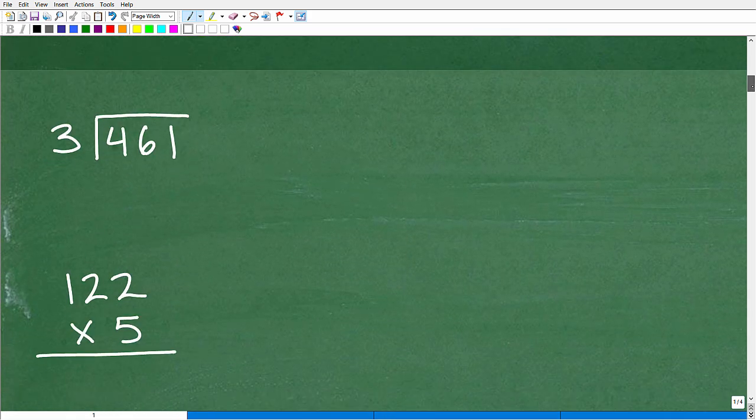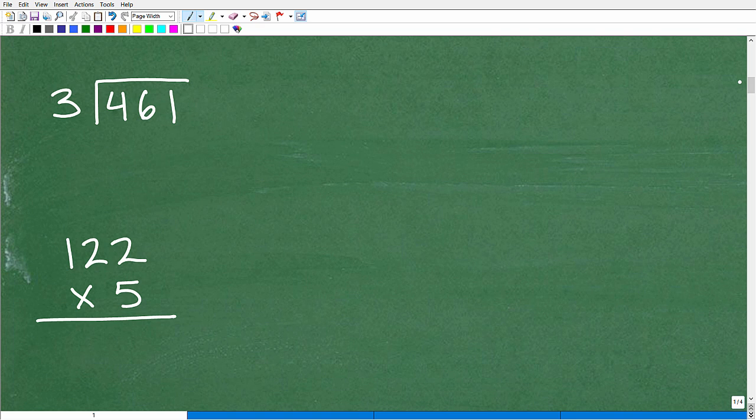Maybe we go to my first problem. Let's just start off with this division problem. And here we go. I'm not going to be teaching you full-on division here. That's a whole other deal. So we're going to take 461 and divide it by 3. Let me draw that a little bit better.